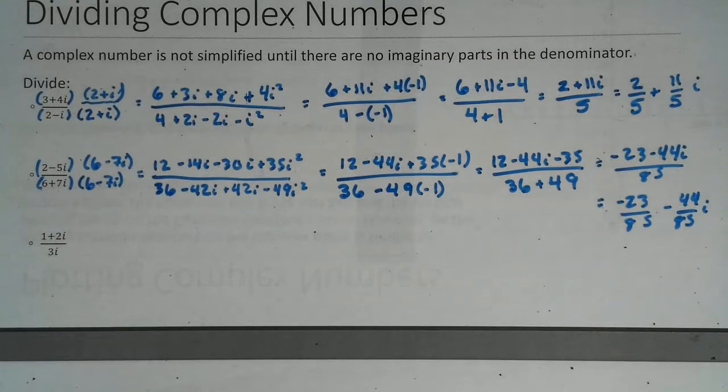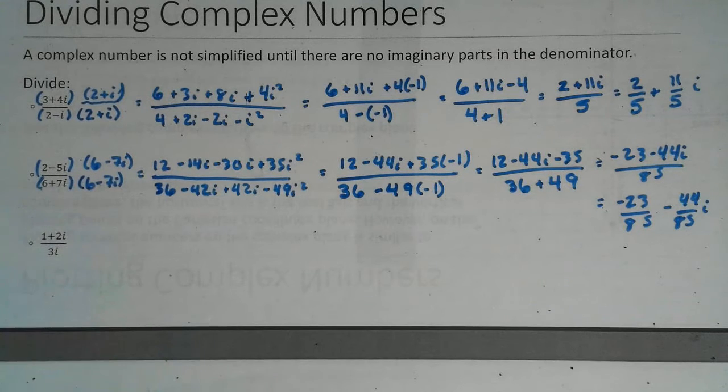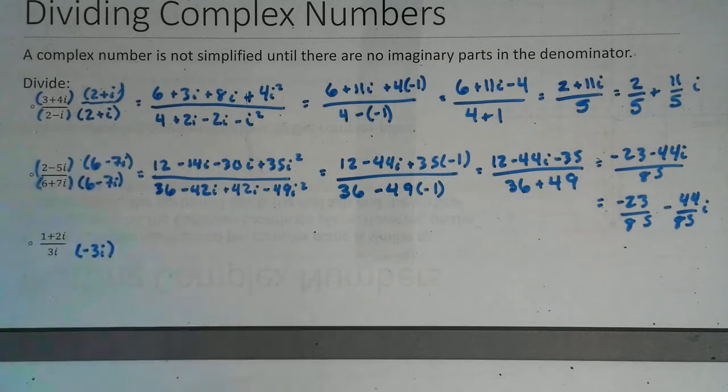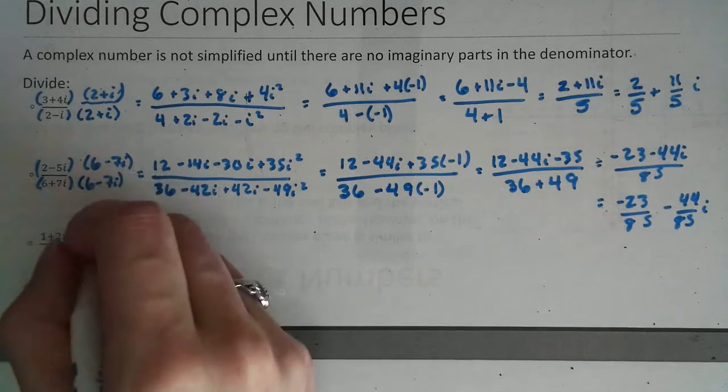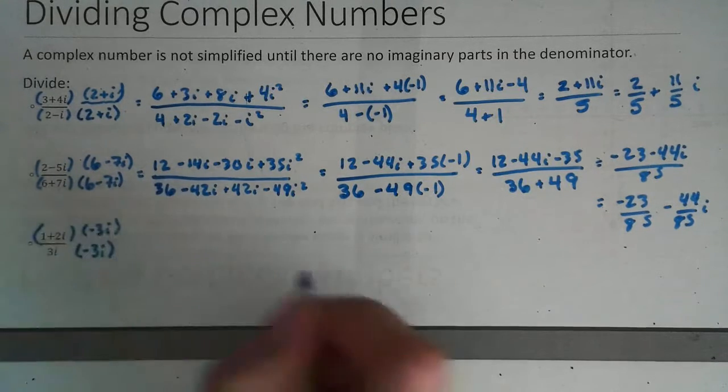All right, just one more. We're looking at 1 plus 2i over 3i. Now, it might not be obvious what the complex conjugate is, but if the denominator is 3i, that's the same as 0 plus 3i. So the complex conjugate is going to be 0 minus 3i, which is the same as just a negative 3i. So I'm going to multiply a negative 3i in my numerator and denominator.